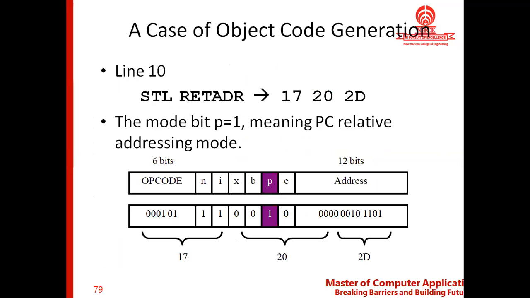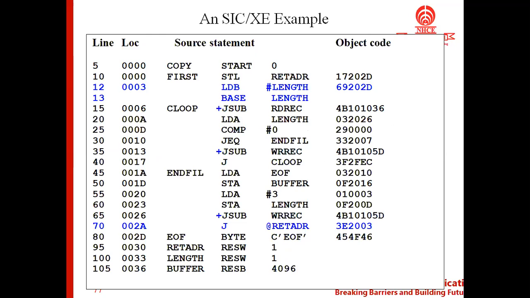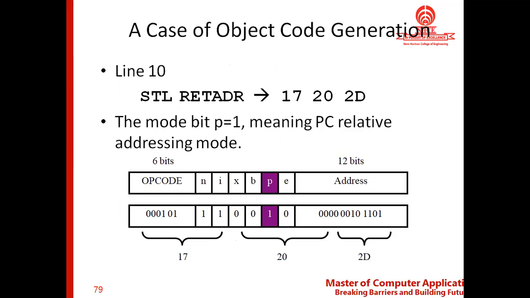You know what is the value of TA. As I have already told you, RET-ADR is the symbol. We should know the address of the RET-ADR, which I have already shown you in line number 95, 0030. So now in the formula, TA equals PC plus displacement. In this formula, we know the value of TA and the value of PC. Now we have to know the value of displacement.